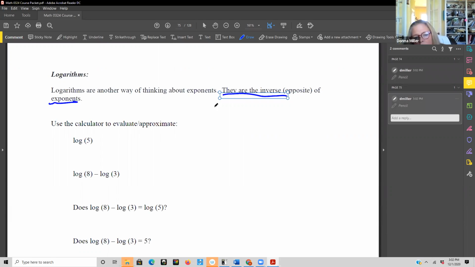So for example, if I take 3 squared, I get 9, and then to undo that, I would take the square root of 9, which is 3. So in a sense, a square and a square root are inverse functions because they undo each other, right? So a log undoes an exponent. We're going to talk about that in a little bit. Right now, we're just going to show some calculator stuff.